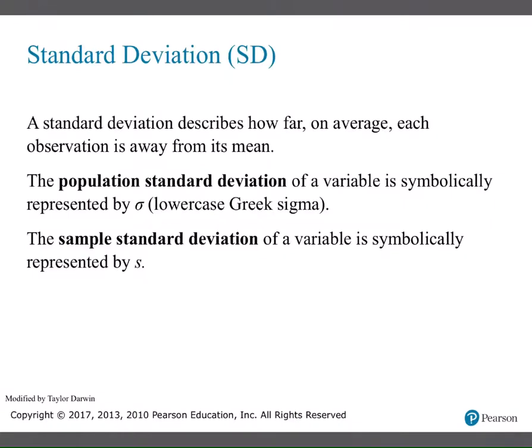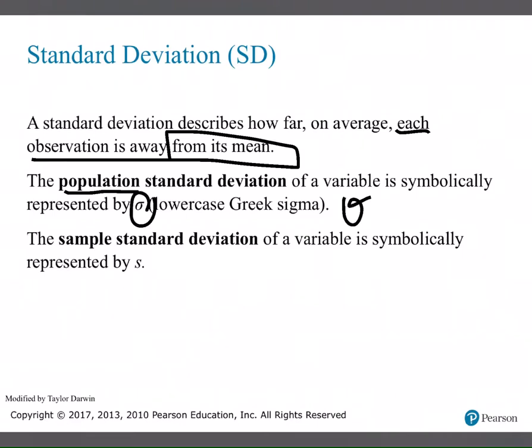A standard deviation is how far on average each observation is away from its mean. That's very important. The population standard deviation of a variable is symbolically represented by sigma. I do my sigma like this. So population standard deviation is represented with sigma. Once again, we've got different symbols for population and sample as far as standard deviation goes. The sample standard deviation is represented with an S.